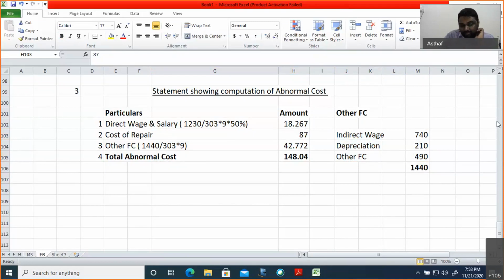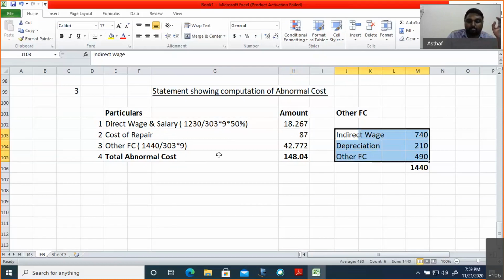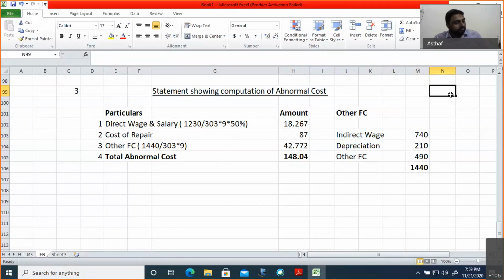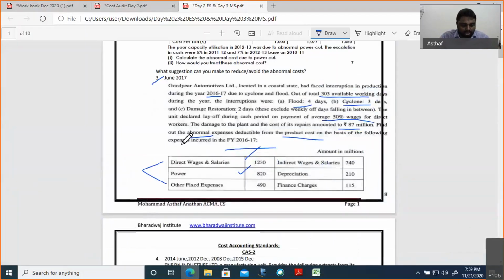Okay, so repeating once again: wage is already taken. Power is a variable, so we have not considered it. Cost of repair is only for this period, so we take the full amount. Other expenses are for the annum, so we have apportioned them for the days. How interesting. So this is how we can approach the question. So hope you are clear. Now we will move on to the next question.